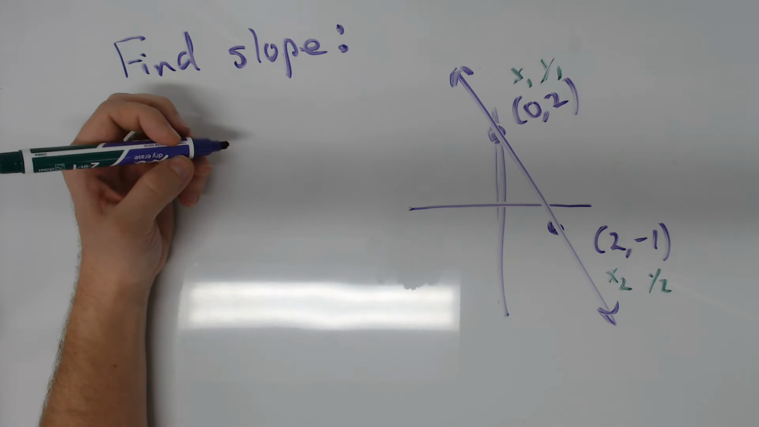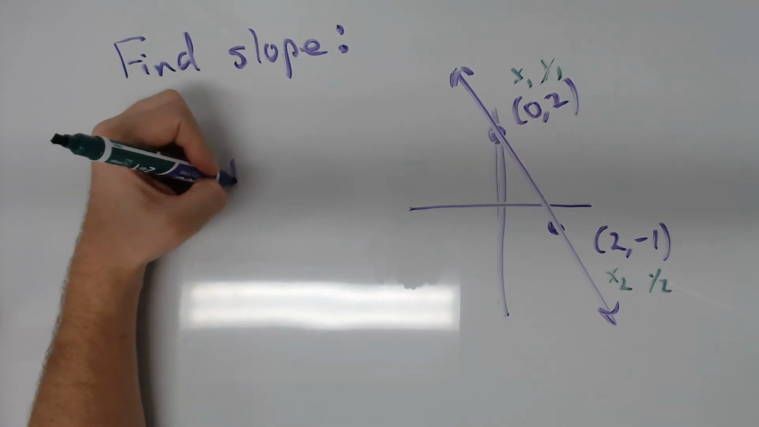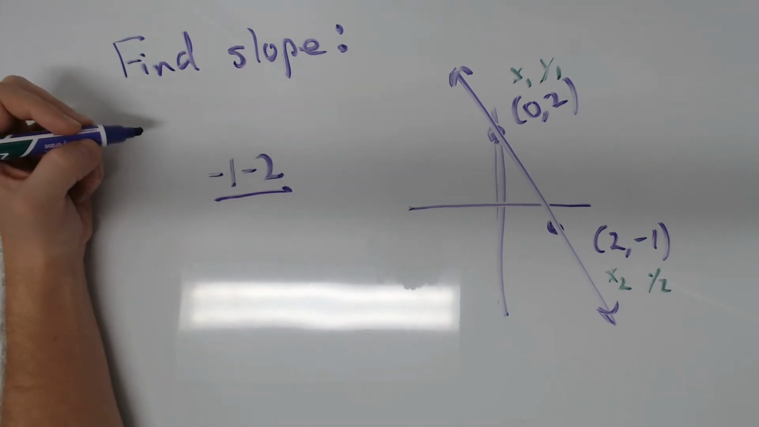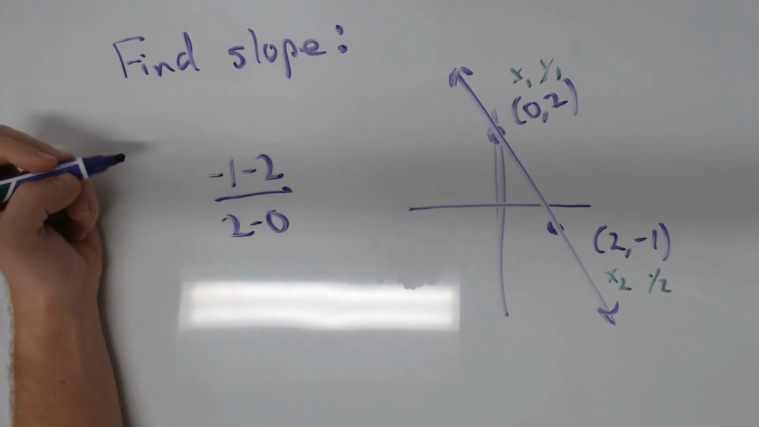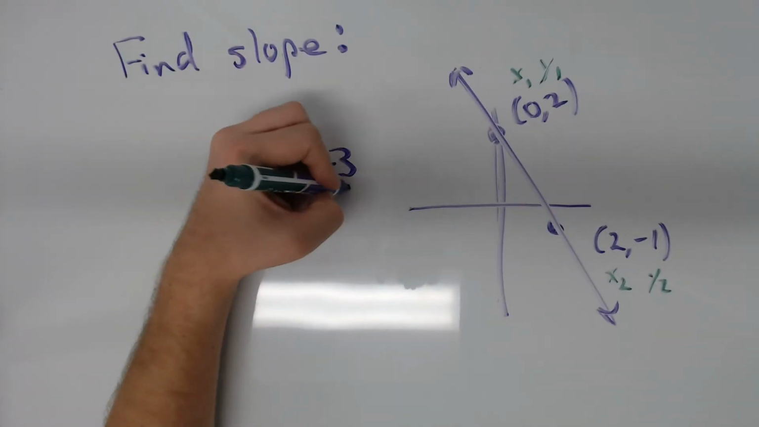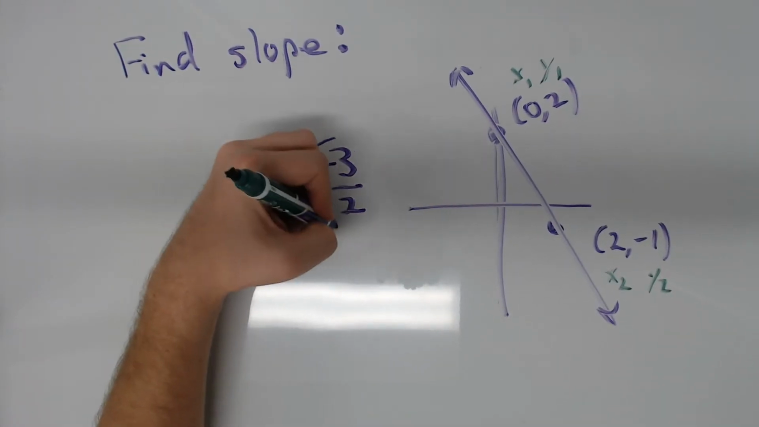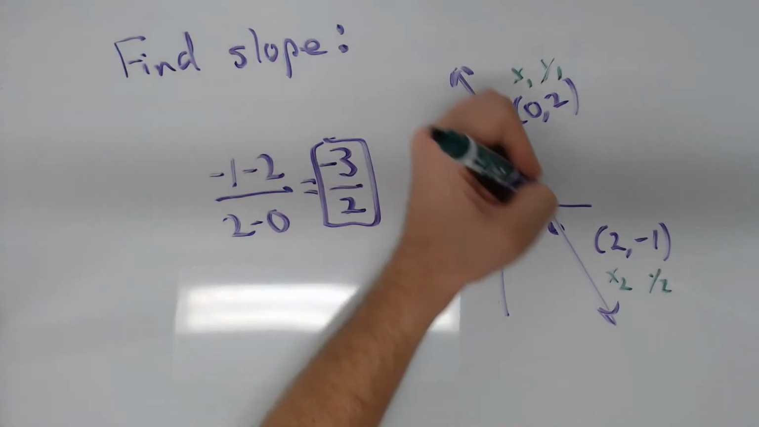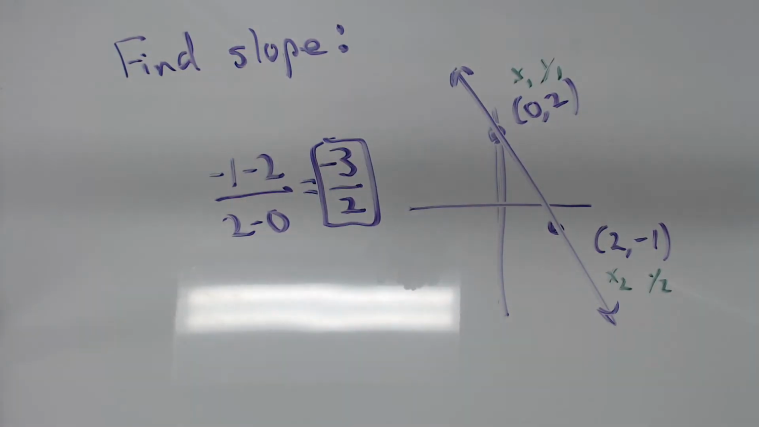So new minus old. y2 minus y1. -1 minus 2 on top, and 2 minus 0 on bottom. -1 minus 2 is -3. 2 minus 0 is 2. And it makes sense that our fraction is negative, -3 over 2, because the graph's going down as we read it left to right.